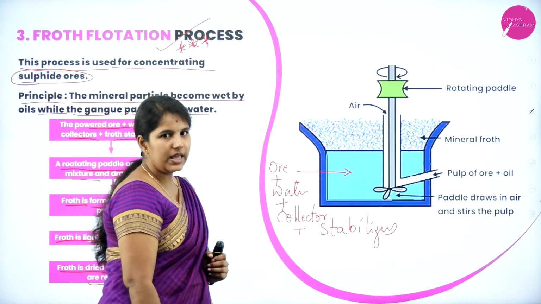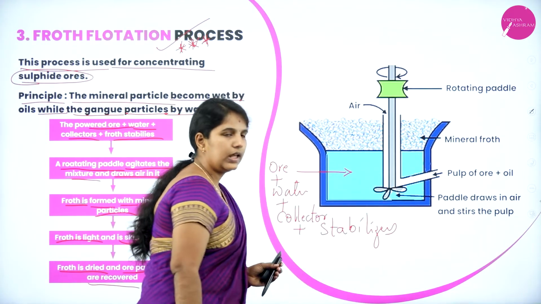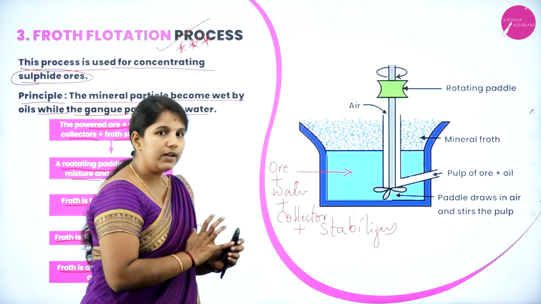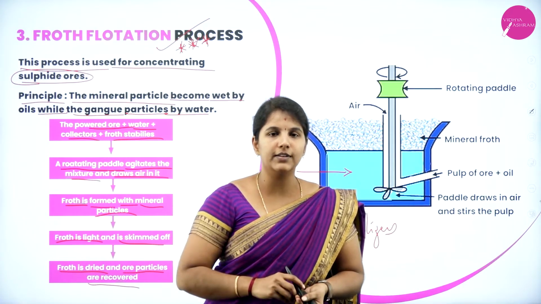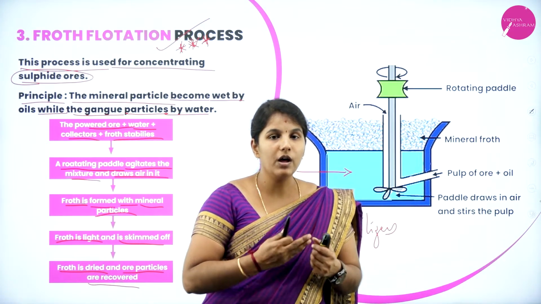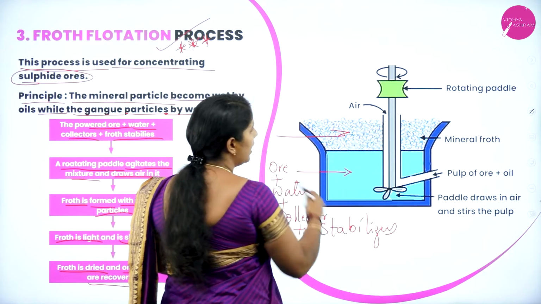Fourth stabilizer they have used. When the rotating paddle is turned over this large container, what will happen? When the rotating paddle is continuously rotating in the container, it will form a froth along with the formation of air.